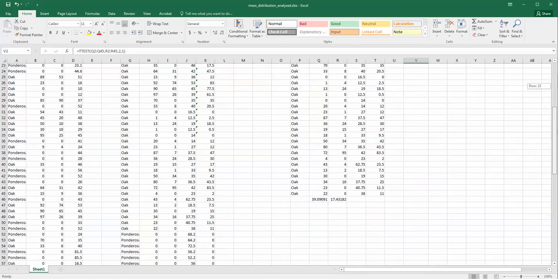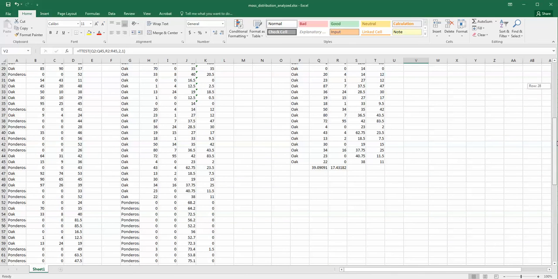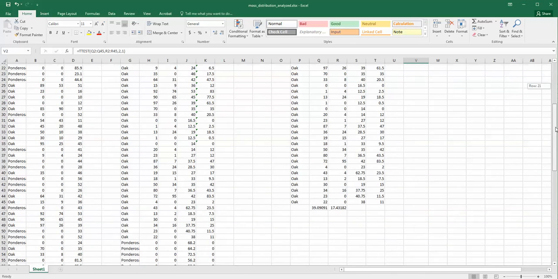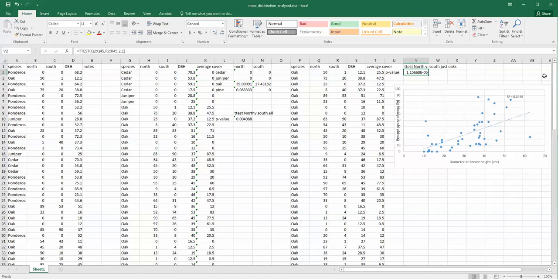Over here, this is a t-test looking at the difference between mean coverage on the north versus the south side of just the oaks. Remember, that was about 40% versus 17% on the south side. And we can see here that the p-value is way, way lower once we get rid of all these zeros, but still less than the critical value of 0.05, indicating there's a significant difference in moss coverage on the north versus the south side of the trees.